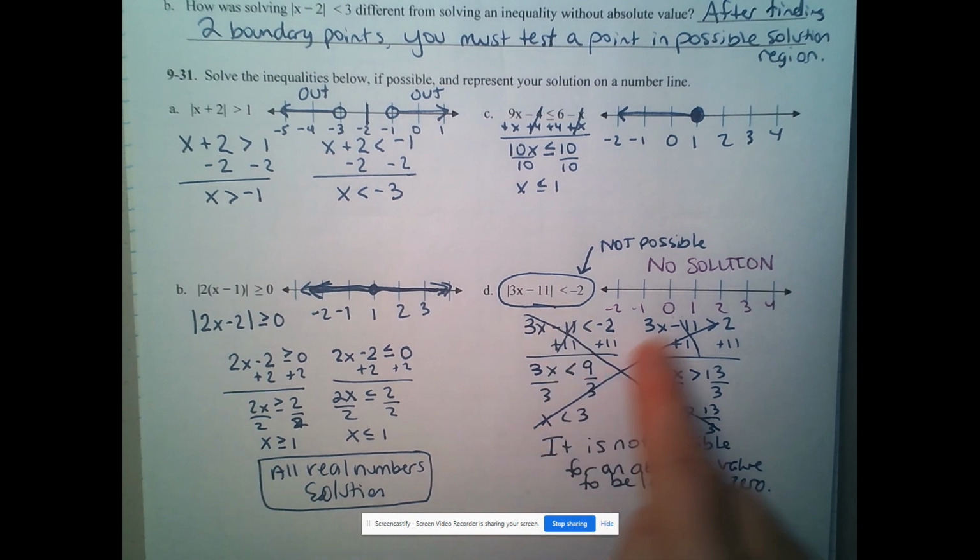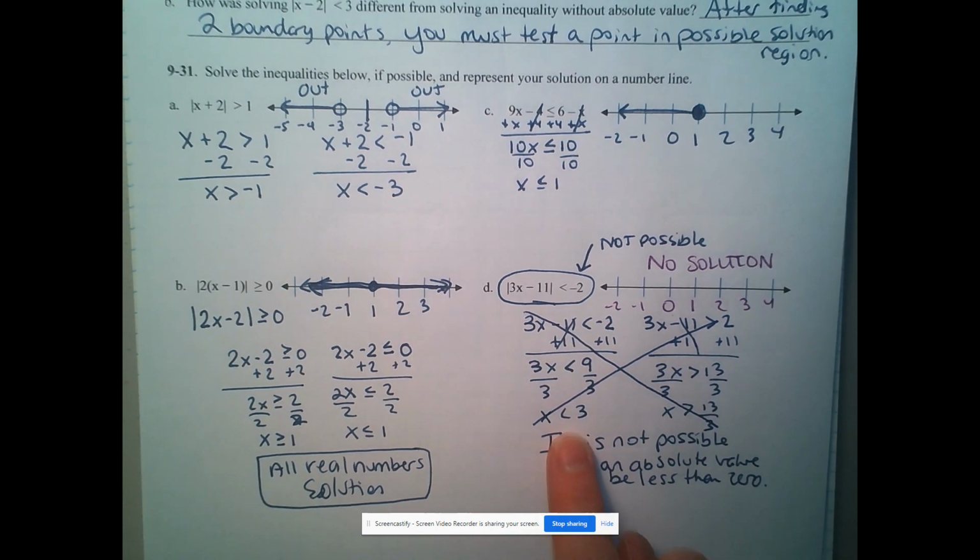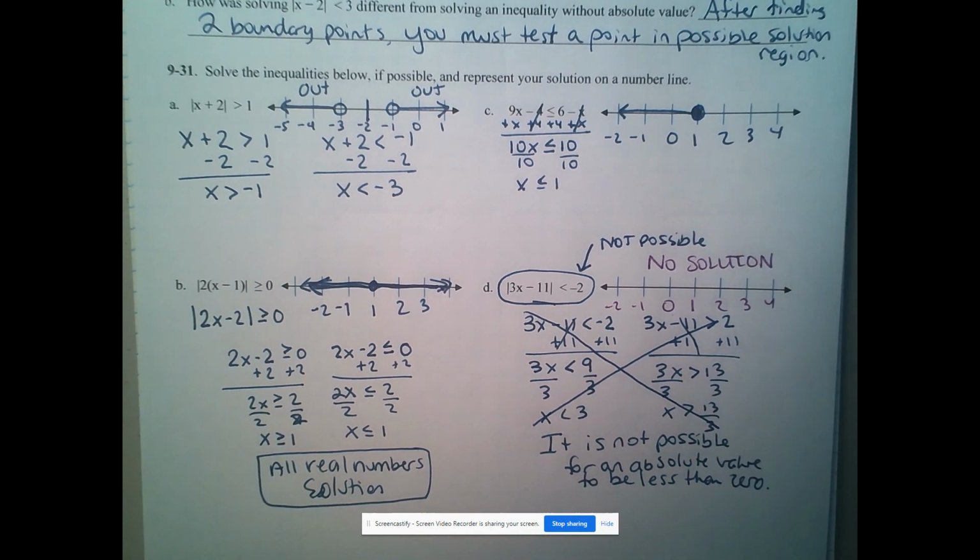And if you go through this whole process and you're like, x is less than 3, x is greater than 13/3, like, it does not work, because you cannot get the absolute value of a number less than a negative.